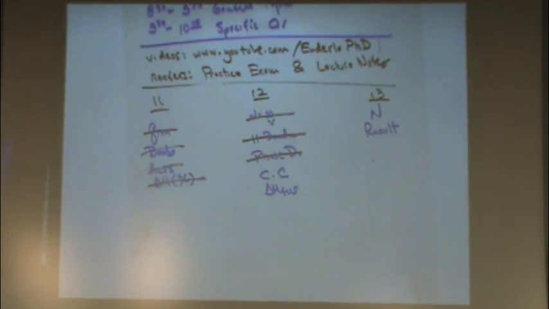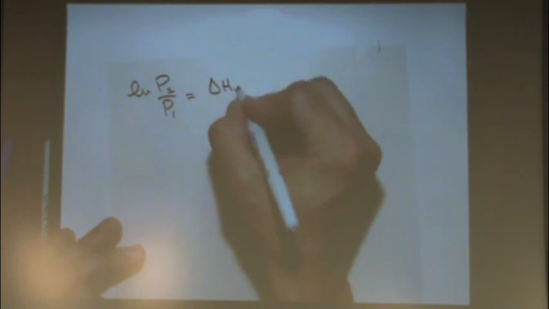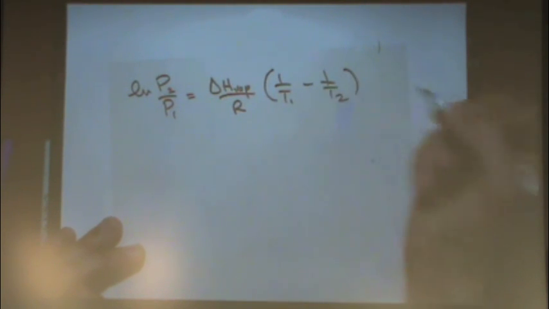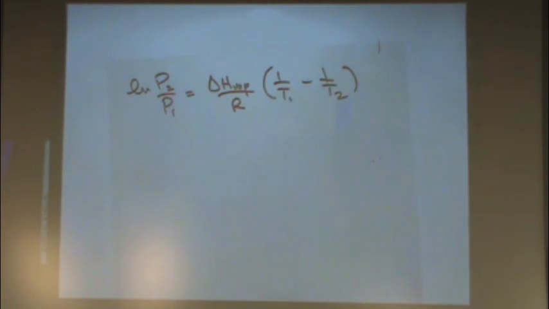We just did delta H of fusion. Let's do Clausius-Clapeyron. Let me write the equation down first. Oh, and you'll be given the equation on the exam. Do I need to talk about the equation, or you just want to practice? Practice. Just practice, okay? Just a couple notes.